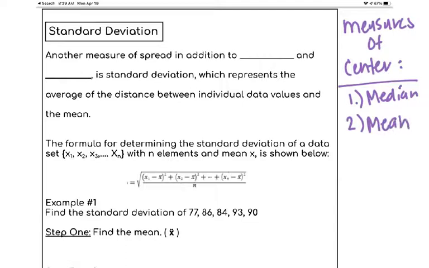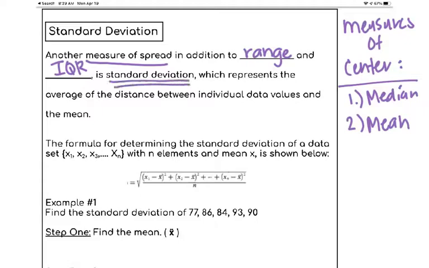Okay, and so we also want to talk about our measures of spread. So think about the spread from the minimum value in your data set to your maximum value. Okay, so we already know that that is called the range. And we also have another range, the range between quartile 1 and quartile 3, which is your interquartile range. Okay, so those two things together are called our measure of spread. And another one that we can add to that is something called standard deviation.